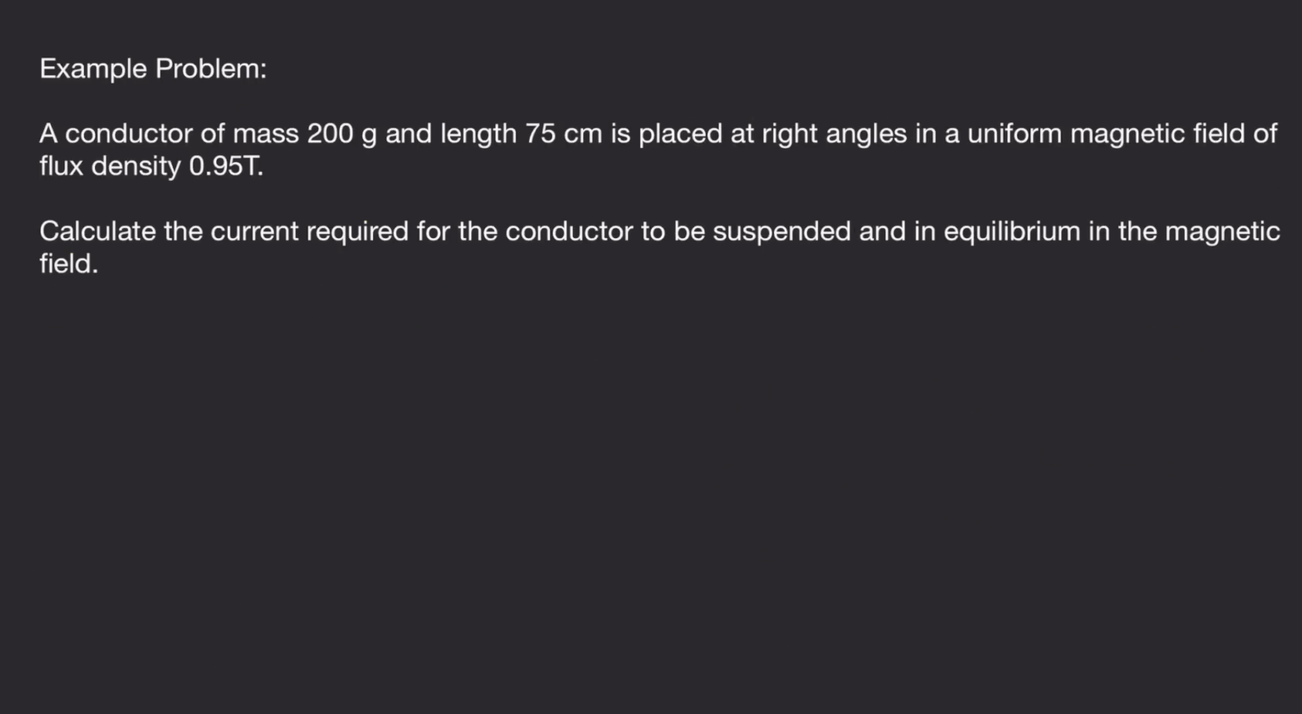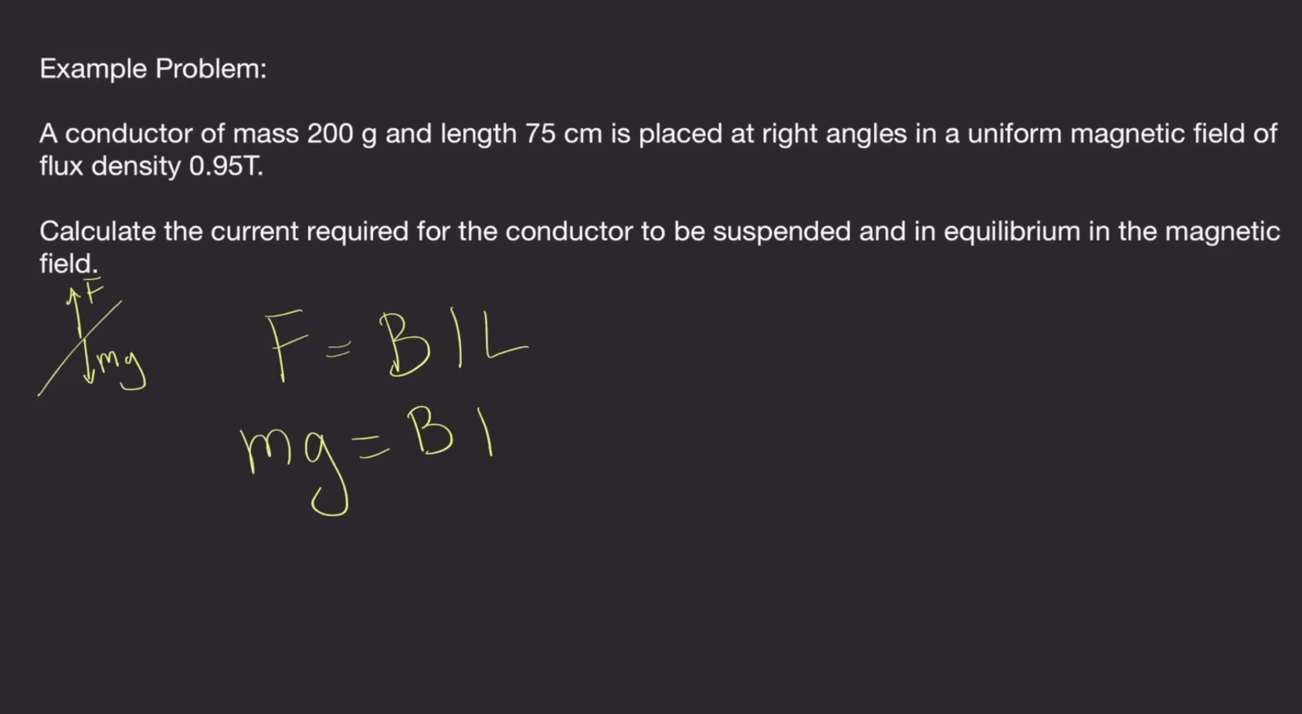One more example problem, which is sort of based on one of the required practicals, but we have a conductor of mass 200 grams and length 75 centimeters is placed at right angles in a uniform magnetic field with a given flux density. Calculate the current required for the conductor to be suspended and in equilibrium in the magnetic field. So in order for the conductor to be suspended, the force due to gravity known as the weight will need to be balanced out by the magnetic force. So in other words, F is equal to BIL. I'm going to set F to be equal to mg.